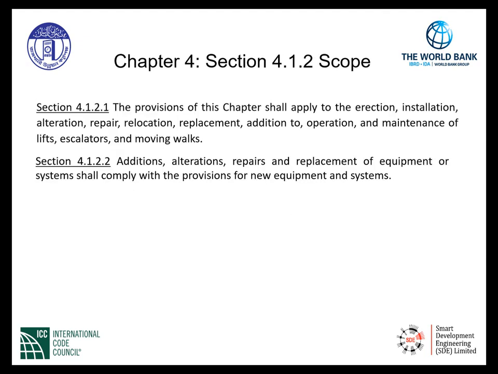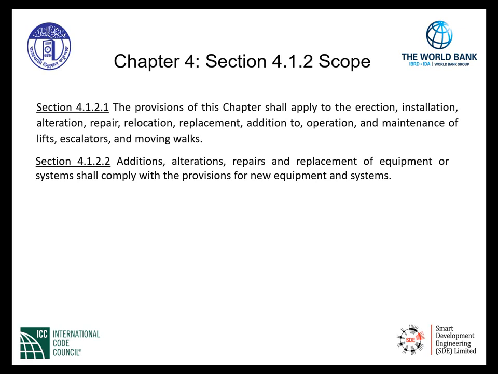Section 4.1.2, Scope. Specifically in Section 4.1.2.1, the provisions of this chapter shall apply to the erection, installation, alteration, repair, location, replacement, addition to, operation, and maintenance of lifts, escalators, and moving walks. This section lays out specific requirements for these systems.